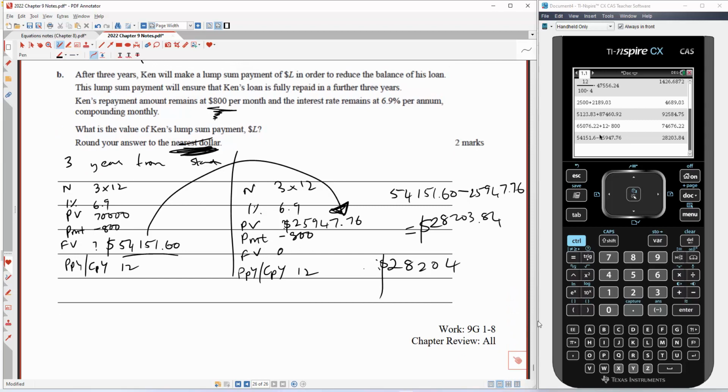Alright, and there it is, 9G, 1 to 8, and Friday's lesson will be one that you can work on the chapter review, so good luck with all of that.